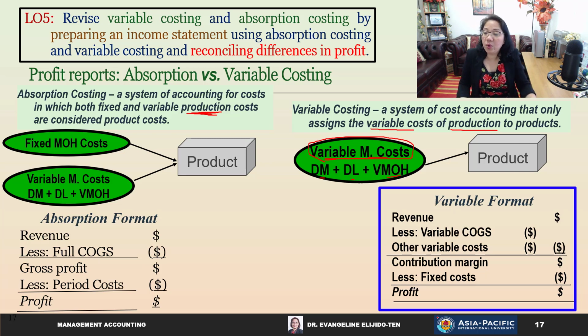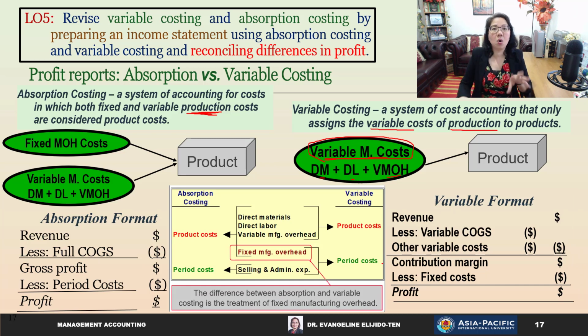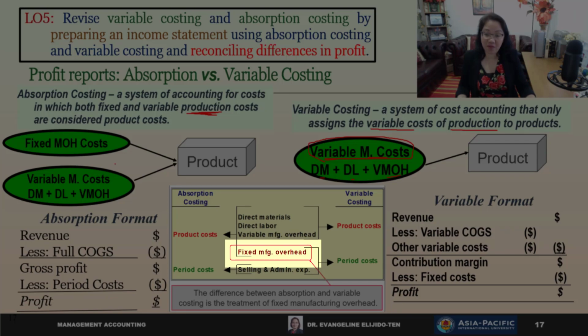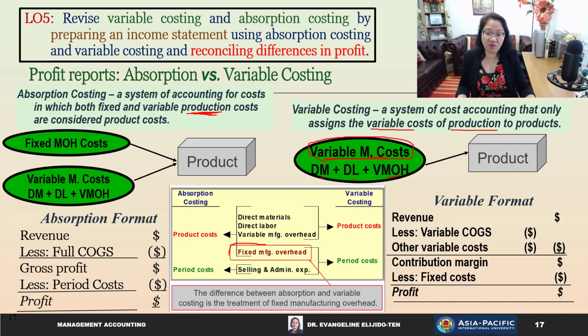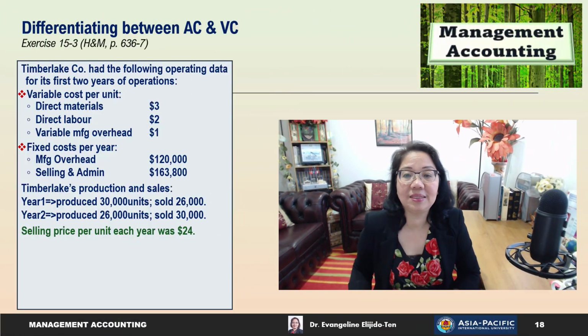Then we will be able to calculate contribution margin. So again, contribution margin is simply your sales revenue minus variable cost equals contribution margin. Then we deduct fixed costs, and that would give us the profit. So just to recap, the only difference between absorption costing and variable costing is in the way we treat the fixed manufacturing overhead costs. So let us apply this in this example.